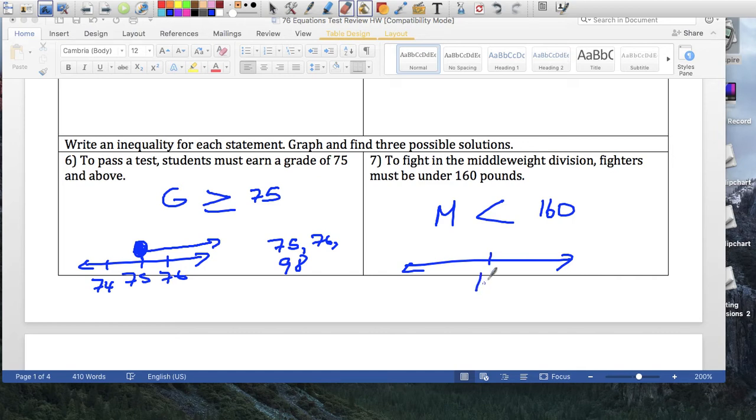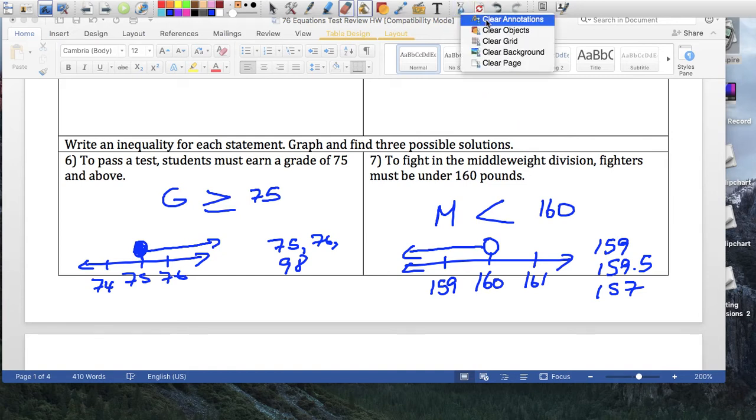So if you one day want to be a fighter, boxing or MMA, and you want to fight in the middleweight division, your weight has to be anything under 160. So we're going to point that to the left because all those weights will work. And we're not going to shade 160 because if you're 160, you wouldn't be in the middleweight. It has to be under. So possible weights, you could be 159, you could be 159.5, you could be 157. As long as you're under 160, you would be in the middleweight category.